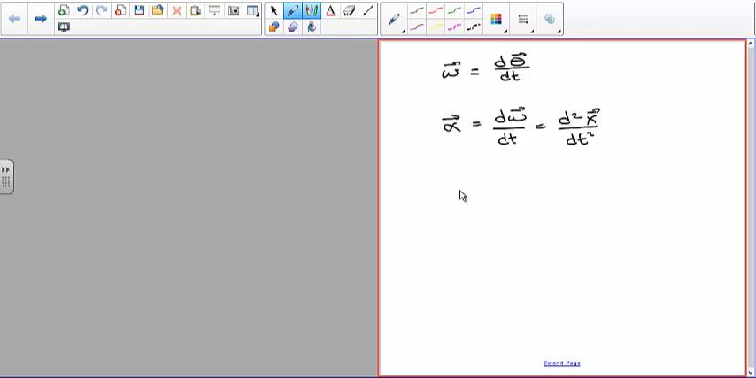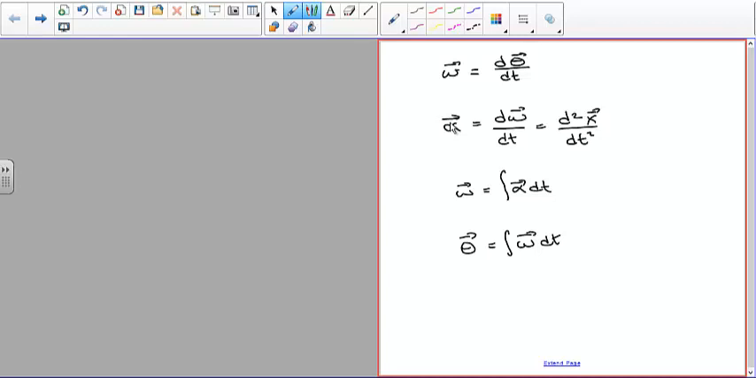So you can go that way, or you could say that the angular velocity vector is the integral of the angular acceleration vector, and the position vector is equal to the integral of the angular velocity vector. So you can go either way. Start with the acceleration, go to velocity, go to displacement or position, or you can go the other way.